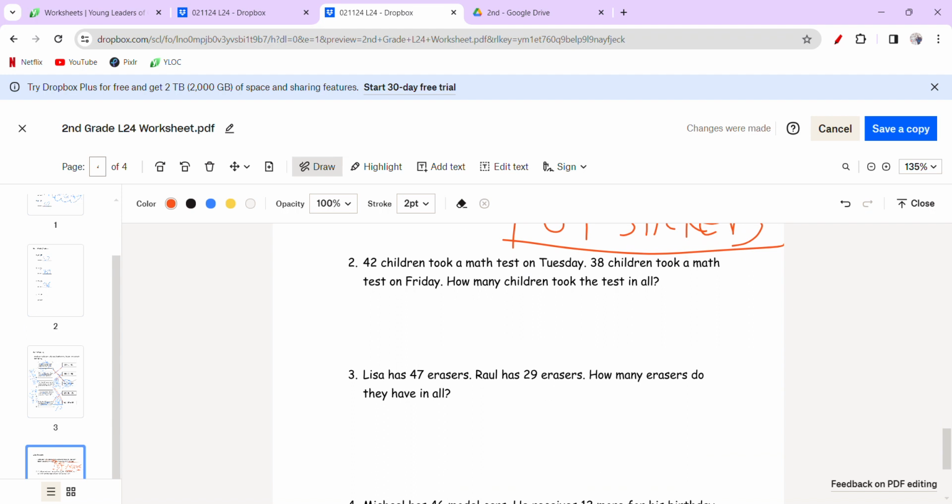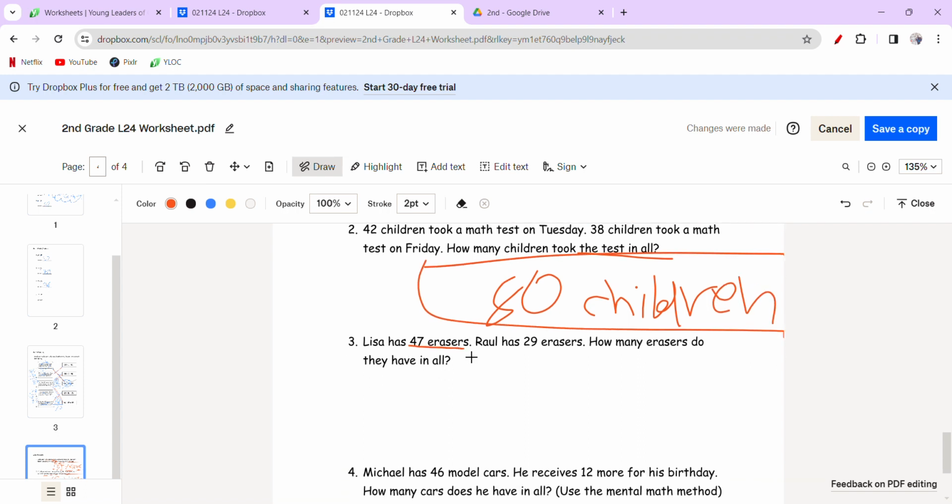42 children took a math test on Tuesday. 38 children took a math test on Friday. How many children took the test in all? Okay, let's again try to use our mental math method. So 40 plus 30 would be 70. 2 plus 8 is 10. 70 plus 10 would be 80. So how many children took it in all? 80 children took the test in all.